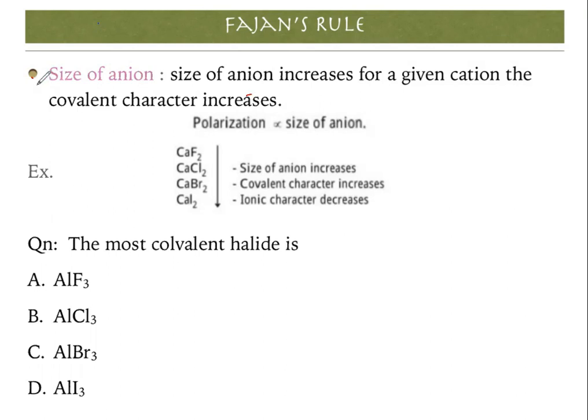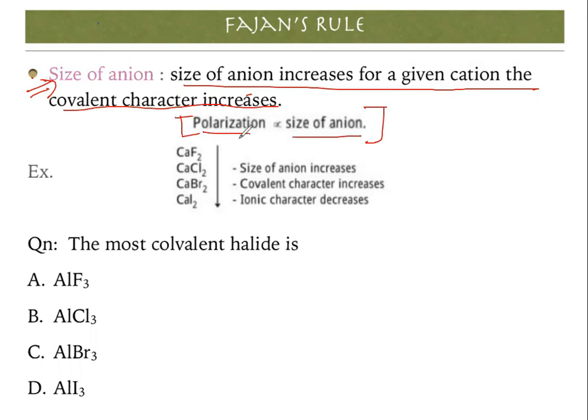So the next part of Fajans' rule. Point number 2, size of anion. As the size of the anion increases for a given cation, the covalent character increases. That means polarization is directly proportional to the size of the anion. The greater the size of the anion, the greater the polarization. The greater the polarization, the greater the covalent character.